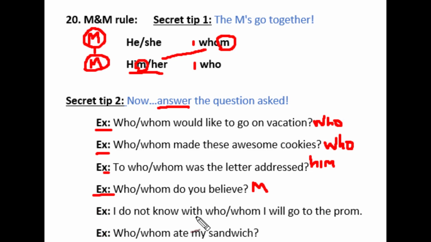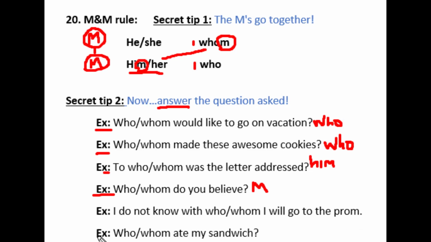I do not know with whom I will go to the prom. Answer the question. Who are you going to the prom with? I will go to the prom with her. I will go to the prom with him. So if it's him, it's going to have to be whom.